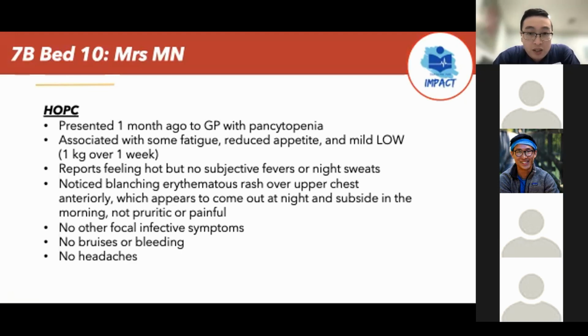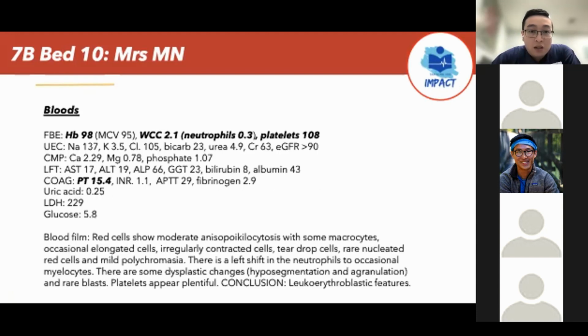She says that she's noticed a blanching erythematous rash over her upper chest anteriorly, which appears to come out at night and subside in the morning. And the rash is not pruritic or painful. She reports no other focal infective symptoms. She has no bruises and denies any bleeding, and she has no headaches.